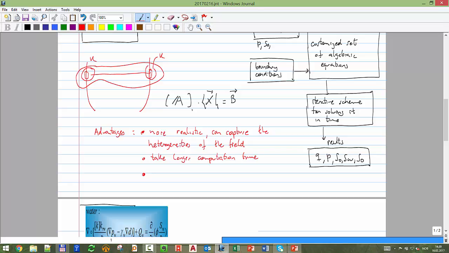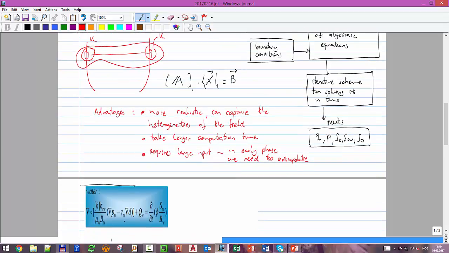If it's very early, you have limited information and you have to populate a lot of information that you don't know. So it requires a large input, a high input. So in the early phase, well, not to invent, but we need to extrapolate, or we need to find a way to say how all of those properties are required.